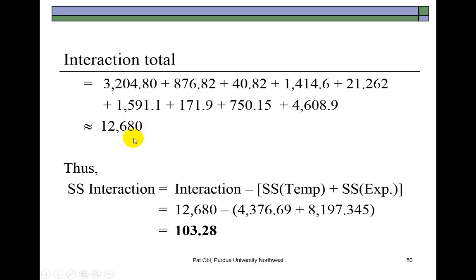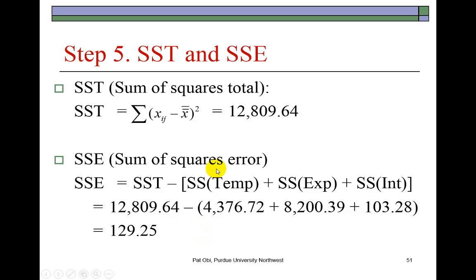So now to strictly identify the portion of overall effects due to interaction, we subtract from this 12,680 the sum of squares for temperature, which is 4376.69 that we calculated earlier, in addition to the sum of squares exposure time, which is 8,197 and change. So we take these away from this interaction total, and what's left is the portion of the overall effect associated with the interaction of time and temperature, 103.28.